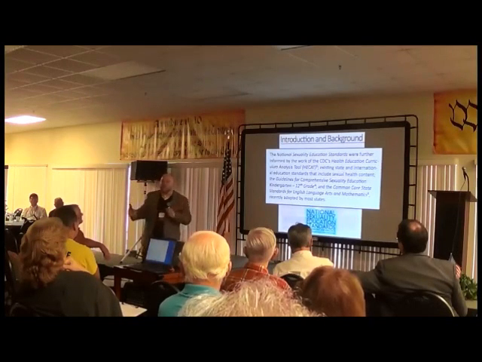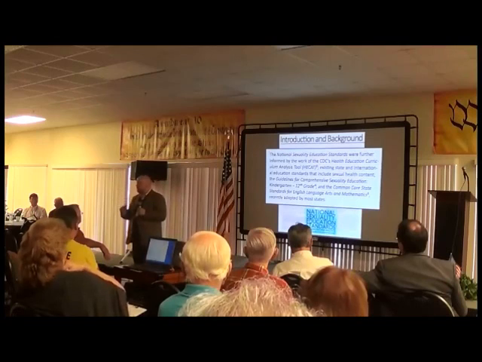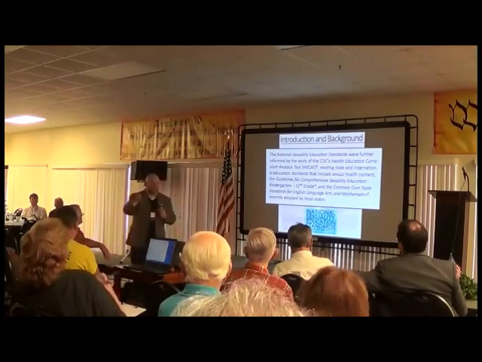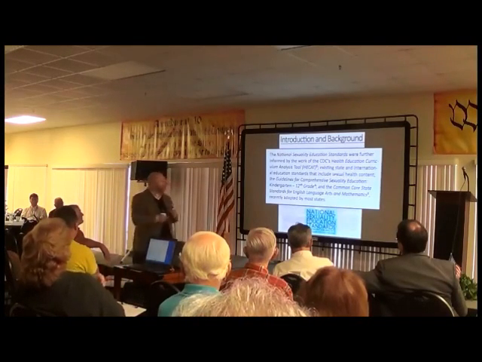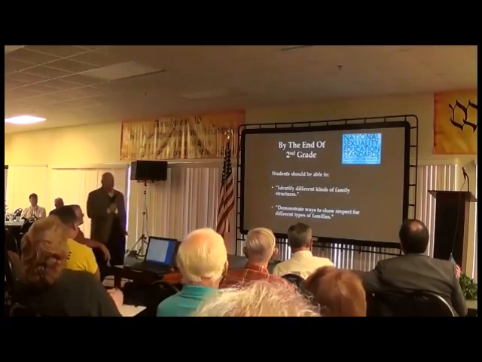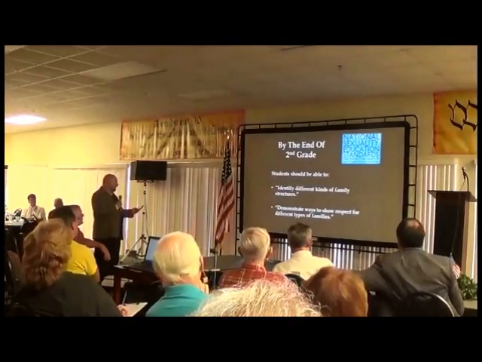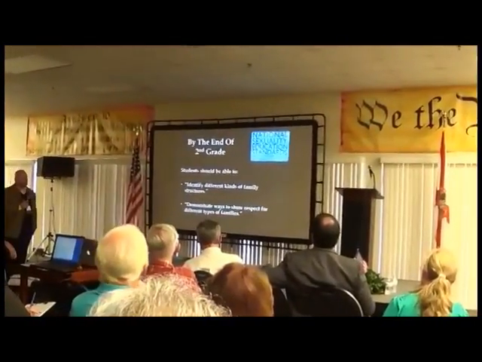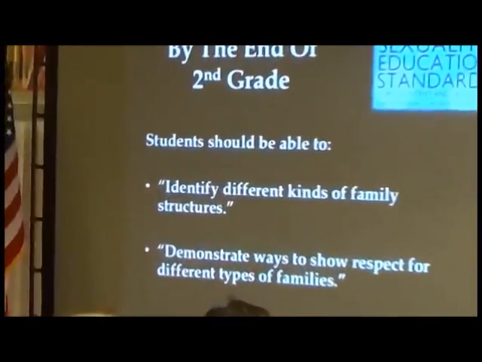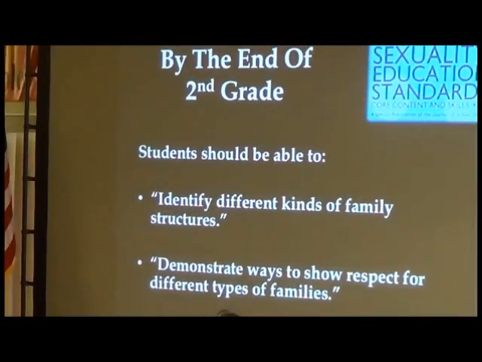Here's what they do. They break your kids up into 3-year cycles. 5, 6, 7-year-olds test. 8, 9, 10-year-olds test. Here's some of the standards for the 5, 6, and 7-year-olds. So by the time your daughter is 7, she will be forced to identify different kinds of family structures and then demonstrate ways to show respect for different types of families. Do you teach your 5-year-olds and 6-year-olds about gay marriage? Because they're going to.